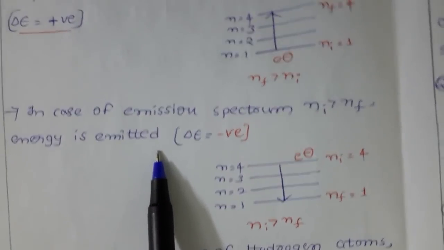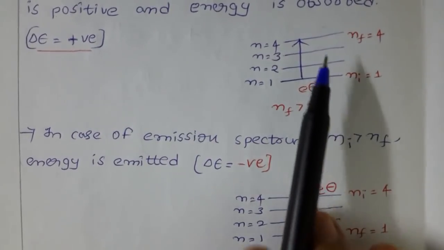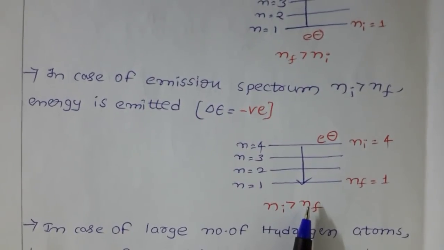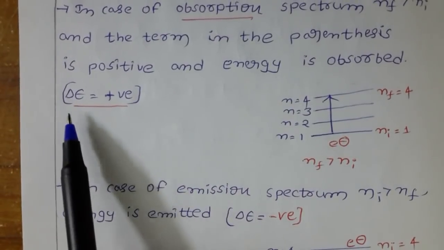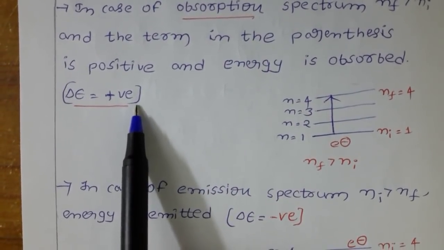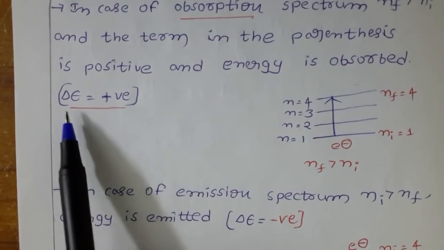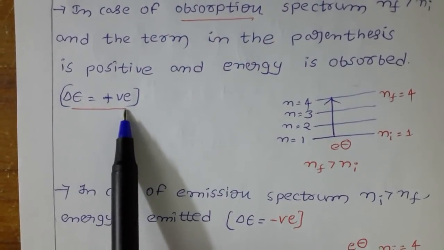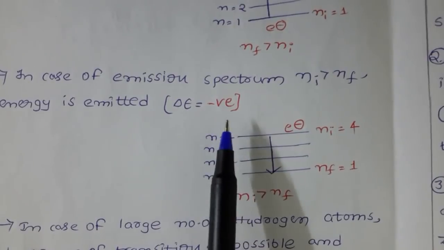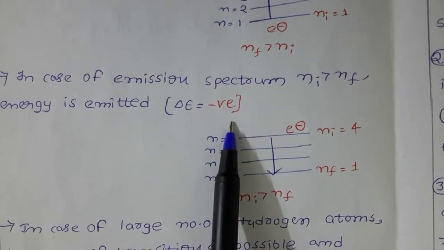You know very well that in the case of absorption spectrum, energy is absorbed. In the case of emission spectrum, energy is emitted. Now the sign is very, very important. Delta E is positive in the case of absorption spectrum. So you have to remember the delta E value has to come positive in case of absorption spectrum, whereas delta E value should be negative in case of emission spectrum.